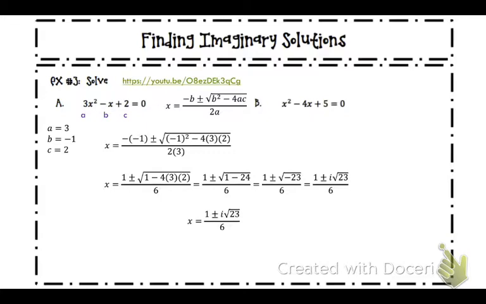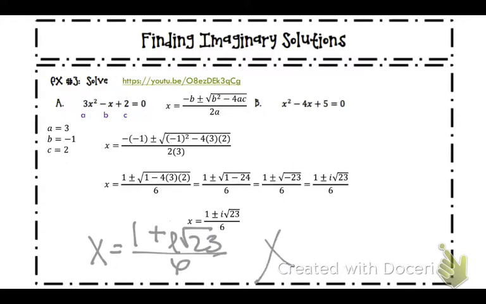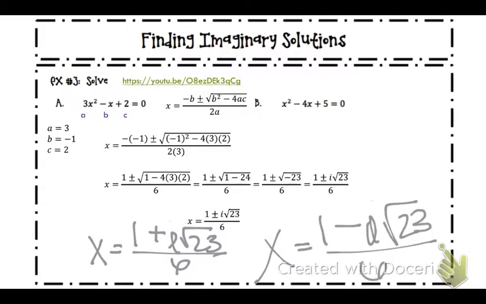And I want you to notice that there's two solutions here. So we have x equals 1 plus i square root of 23 over 6. And we also have x equals 1 minus i square root of 23 over 6. So there are two solutions there. That plus or minus means there's two. Okay?